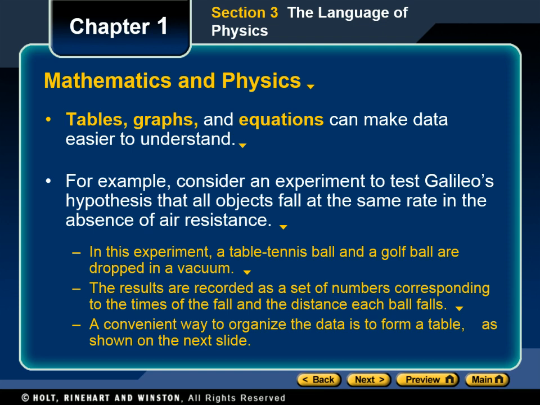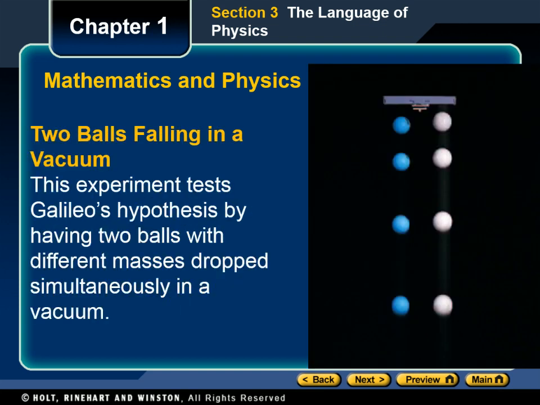Just as a physicist creates simplified models to better understand the real world, they use the tools of mathematics to analyze and summarize their observations. Then, they can use the mathematical relationships among physical quantities to help predict what will happen in new situations. Tables, graphs, and equations can make data easier to understand. There are many ways to organize data.